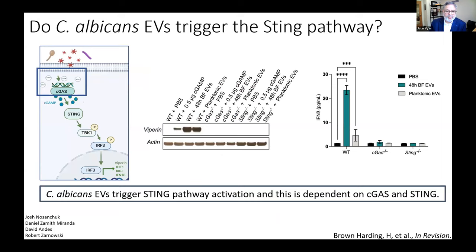You can see in the Western blot that when we used wild type cells, either with cGAMP as the positive control, or used extracellular vesicles independent of how they were derived, whether they came from the biofilm or whether they were derived from planktonic organisms that were grown, you could see robust amounts of Viperin being produced. And on the right, you can see that also phenocopied in terms of the amount of interferon that was being created. But when we looked at cells that lacked either cGAS or STING, those signals were completely abrogated, suggesting that EVs were recognized, internalized, engaged in the cytoplasm, and activating this pathway in a cGAS and STING dependent manner.